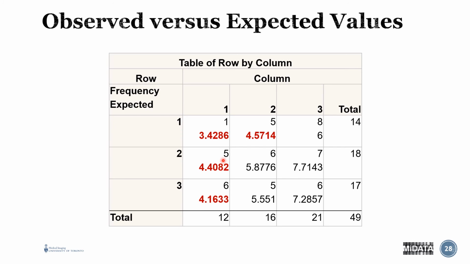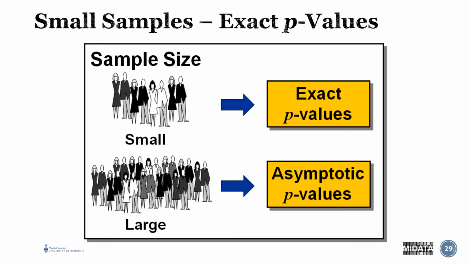Most often you are going to be working with 2 by 2 tables, and in this case it's much easier. If any one of the cells has an expected count of less than 5, then you should use an exact calculation. So what you should remember is if you are dealing with a small sample size, you should be considering an exact p-value calculation for your chi-square. If you have a large sample size, then this is when an asymptotic p-value can be used.